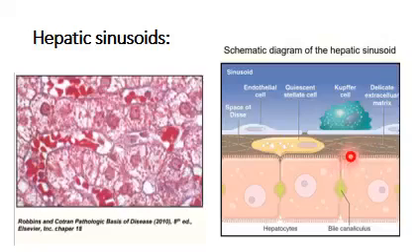Within this space, many microvilli project from the hepatocytes into this space, maximizing the surface area of hepatic cells that are exposed to or in contact with the blood. So we have a large surface area for uptake or release of materials between the hepatocytes and the blood.